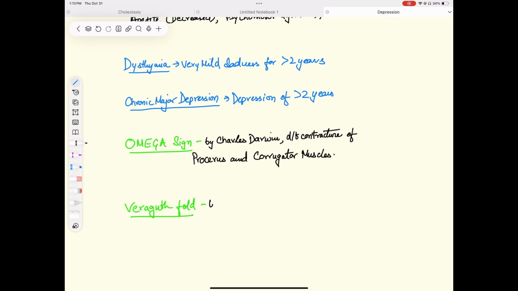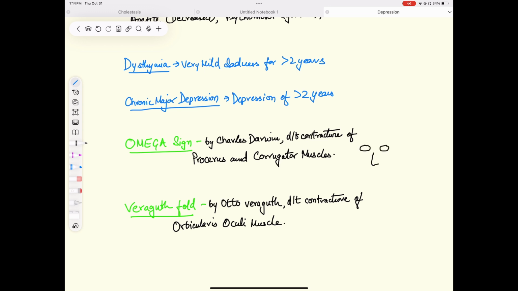The other sign is Veraguth folds. It was described by Otto Veraguth. It is a kind of wrinkles around the upper eyelid on the inner side. It is due to contracture of orbicularis oculi muscles. Here I am attaching a picture depicting the omega sign and the Veraguth folds.